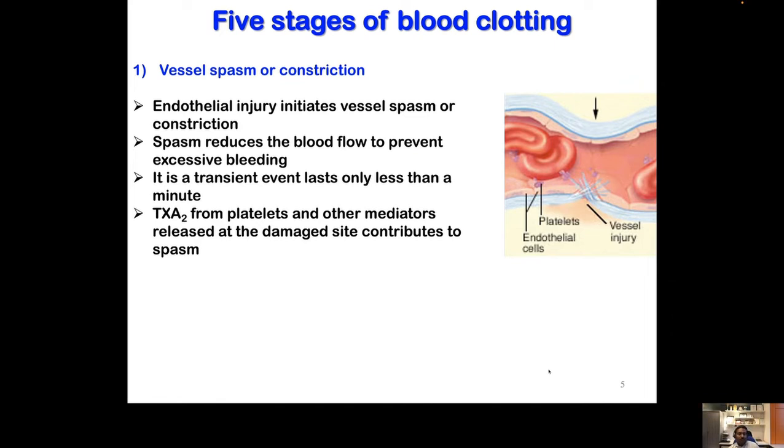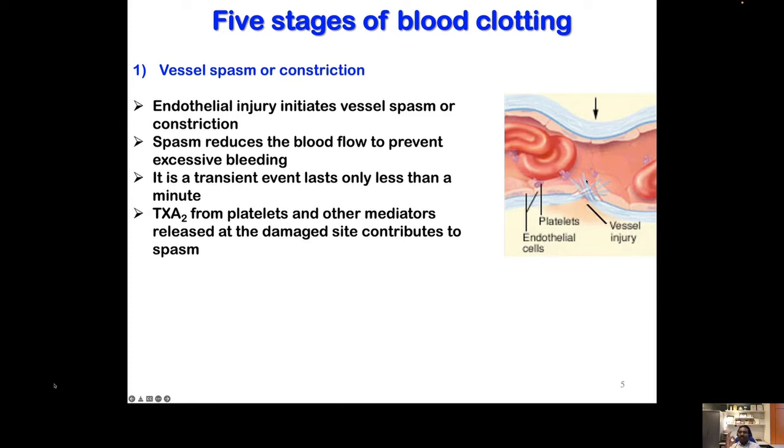Okay, what is vessel spasm or basically constriction? So the endothelial injury initiates a vessel spasm or a constriction. When there is a damage, the endothelium within the blood vessel will get damaged. I told you in the last lecture, the endothelium is the inner lining of the blood vessel. So if there is a damage, the endothelium will sense it immediately, and it will constrict the blood vessel transiently, very quickly.